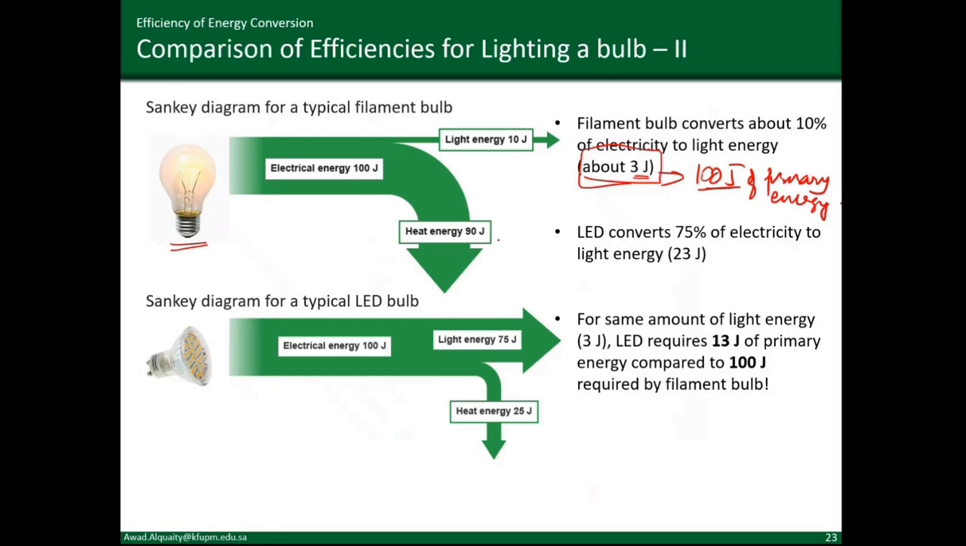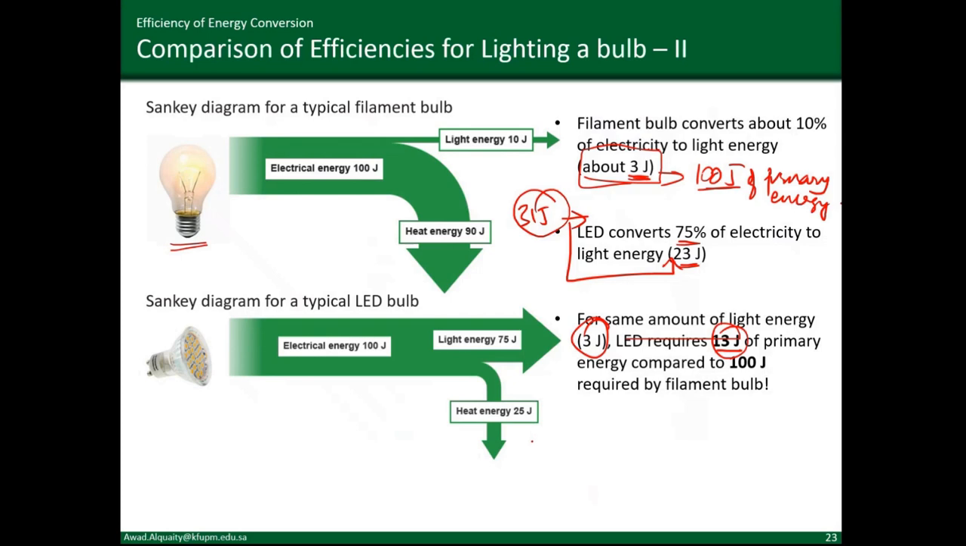Now, because an LED bulb has a much higher efficiency, if the amount of electrical energy reaching the home was 31 joules, then the LED bulb would convert 23 joules of it to light energy, because its efficiency is 75%. Now we really do not need 23 joules. What we need is 3 joules. So the question is, for 3 joules of light energy, how much electrical energy would the LED bulb require? If you do the math, you will find that the LED bulb requires only 13 joules of primary energy.